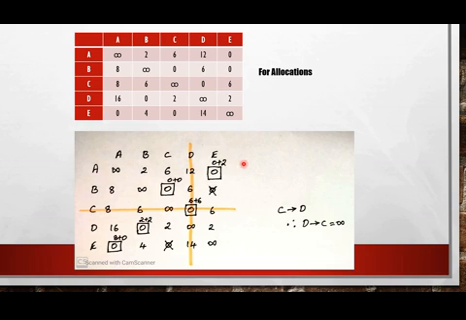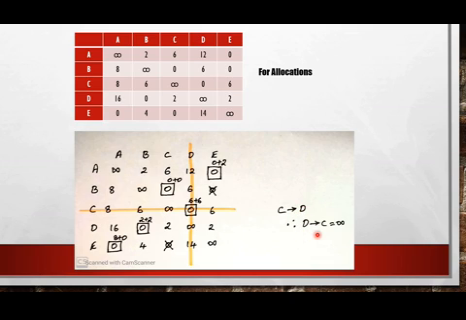So out of all these penalties, 8, 4, 0, 12 and 2, which is the maximum penalty? 12. So this should be considered as my root. Okay. That means to say from C, I eliminate the C row and the D column. That means to say I am traveling from C to D. So C to D I am traveling.